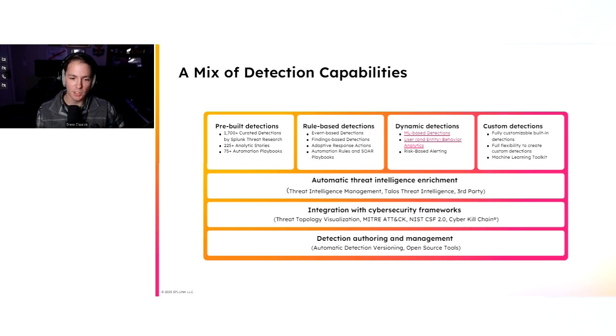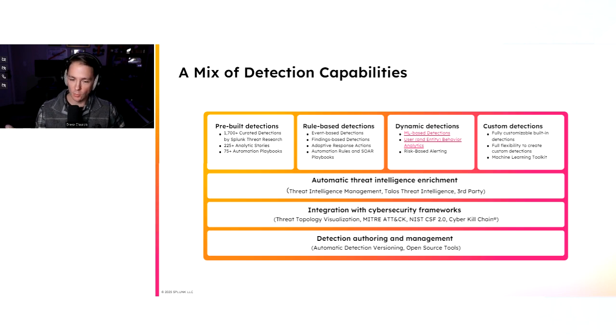Around threat intelligence enrichment, we've got TIM, we've got the Talos threat intelligence integration, as well as the continued partnership with leading third-party threat intelligence providers. And then making sure that we're not just saying, hey, here's this MITRE ATT&CK framework ID, but what does it mean? Where does it fit into a visualization of what's going on? What's our coverage look like?